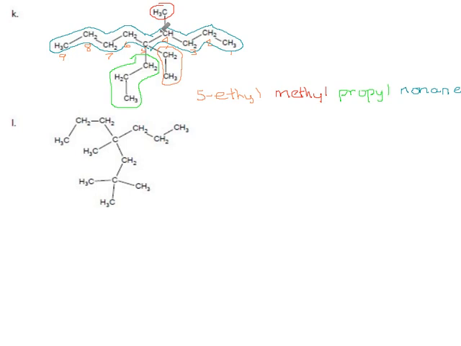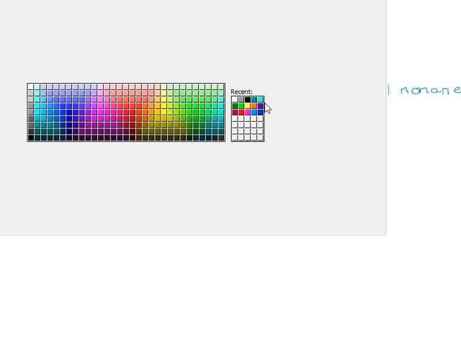Okay, so 1, 2, 3, 4 methyl, 5-ethyl, 4 methyl, and where does that make the propyl? 1, 2, 3, 4, 5. Okay, 5-ethyl, 4 methyl, 5 propyl, nonane. No problem.